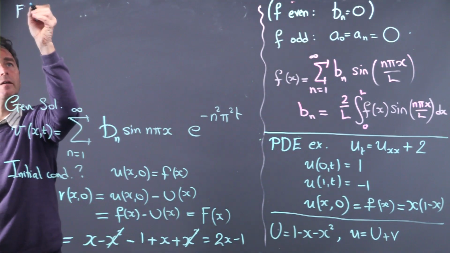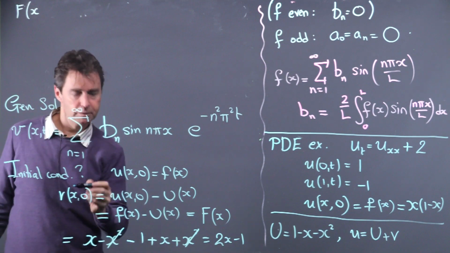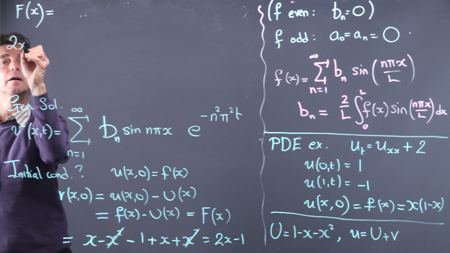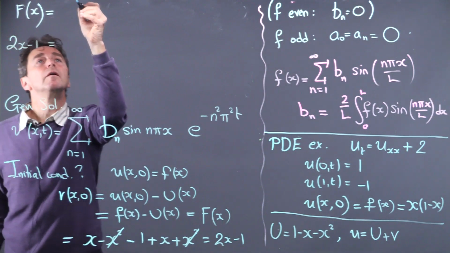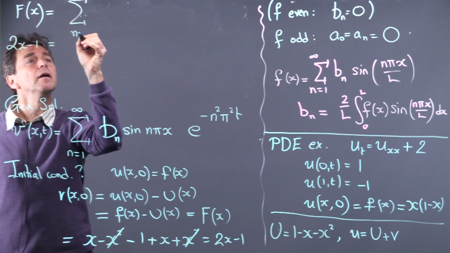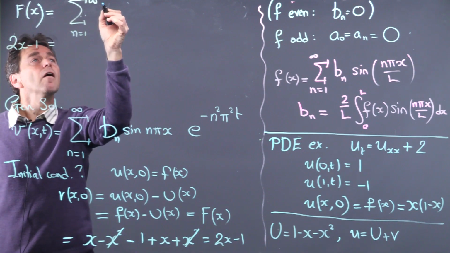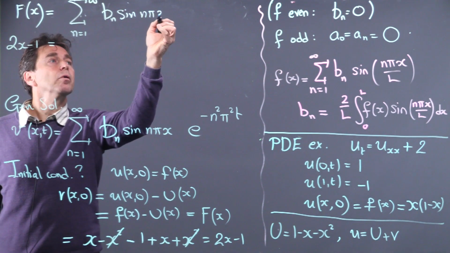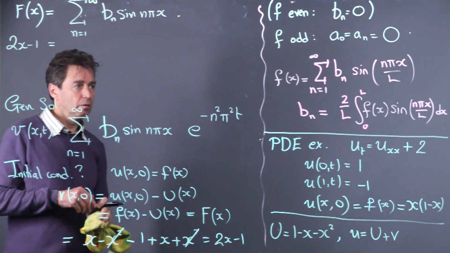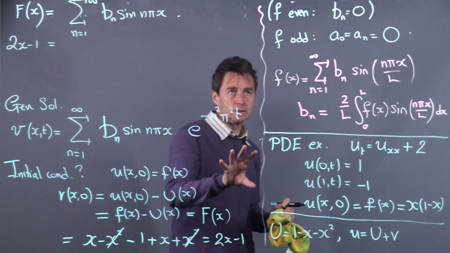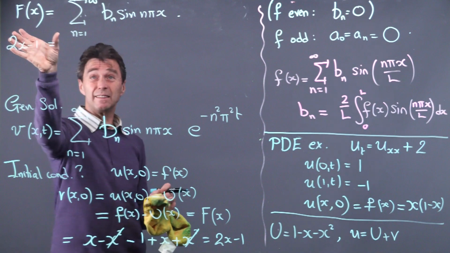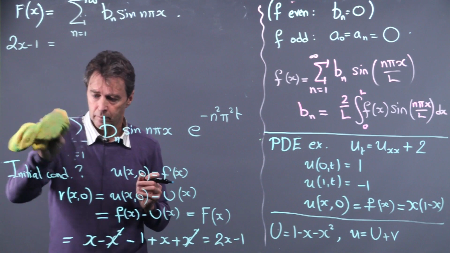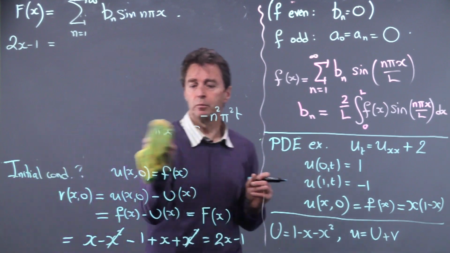So I need that v at t is 0, which is what I've called f here. That's actually 2x minus 1 in my specific example, is the sum from n is 1 to infinity of bn sine n pi x. So let's now talk about that mathematical detail, that technicality about why is it that I can do this. How can I achieve this?